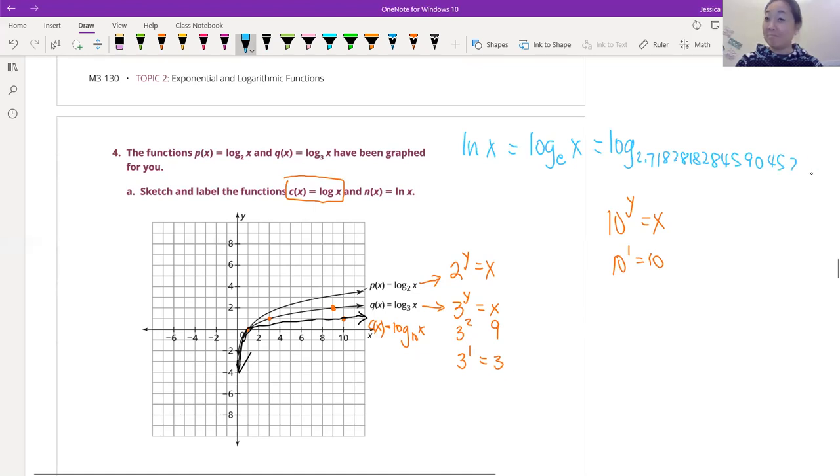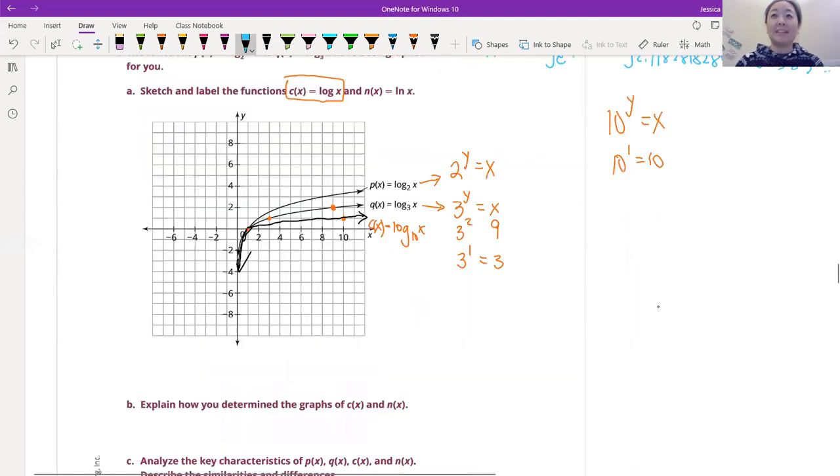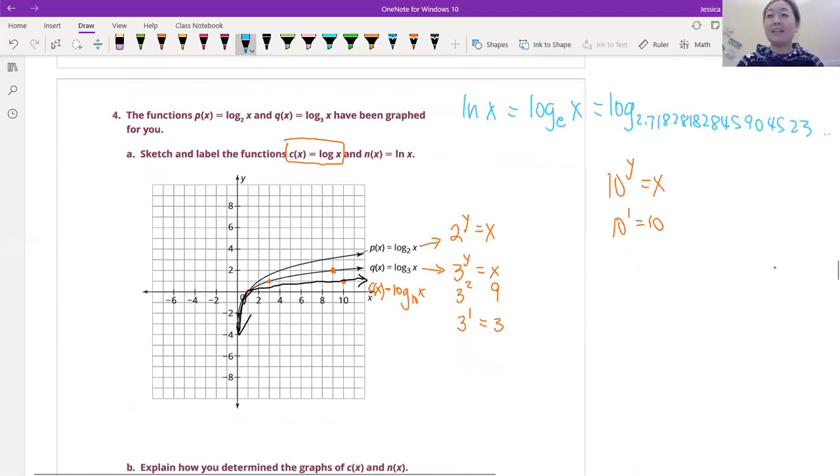2.71828182845904523, etc., etc. Obviously we don't want to write all those numbers because that's really long. So it's just going to go log base e. So remember it's 2.7. So we did this one. It's very similar with just the e, and we're graphing it, right?